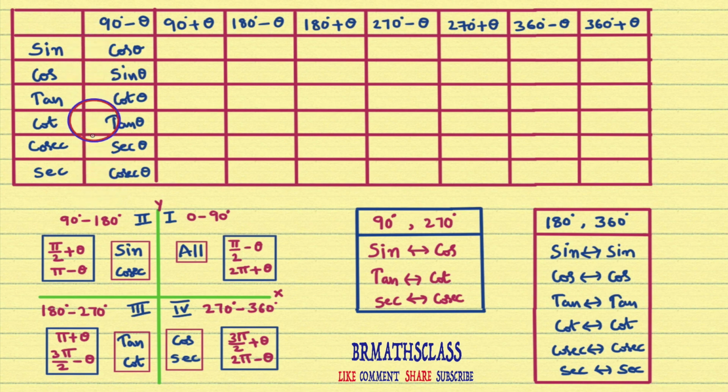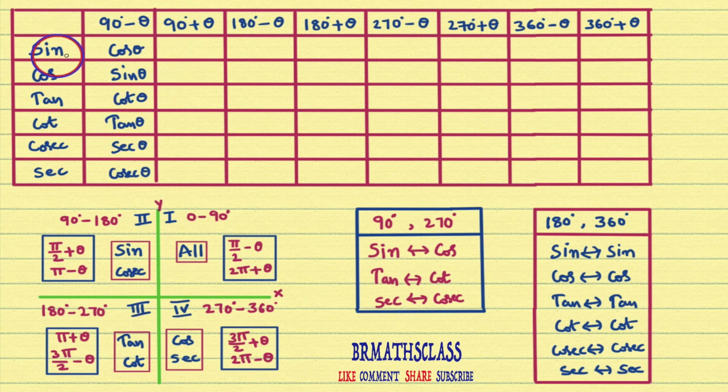I hope you are understanding. Now you see this. So what is sine of 90 degrees minus theta? Sine of 90 degrees minus theta is cos theta. What is tan of 90 degrees minus theta? That is cot theta. What is cot of pi by 2 minus theta? Cot of pi by 2 minus theta is tan theta. I hope you are understanding. Have patience. Watch this video till the end.